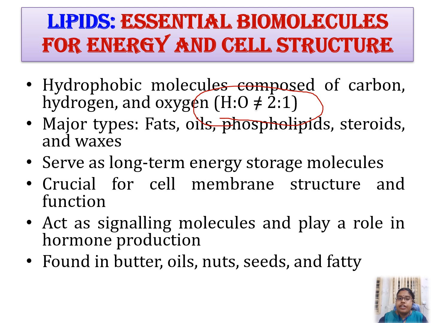There is one kind of unsaturated fatty acid which we can call the essential fatty acid. We take this essential fatty acid from outside food. So all the biomolecules are very important for our body.